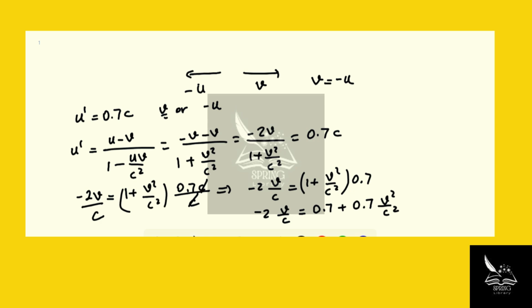Now, if we want to solve this equation for v, it looks like it is a quadratic equation, right? So I'm going to suggest that we call v over c as x or something. So let me go to the next page. So then negative 2x is going to be equal to 0.7 plus 0.7x squared. So let's write it a little differently: 0.7x squared plus 2x plus 0.7 equals 0.